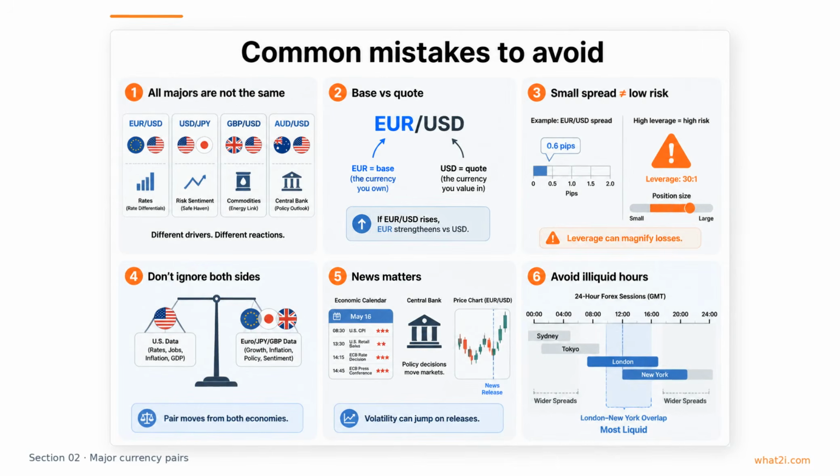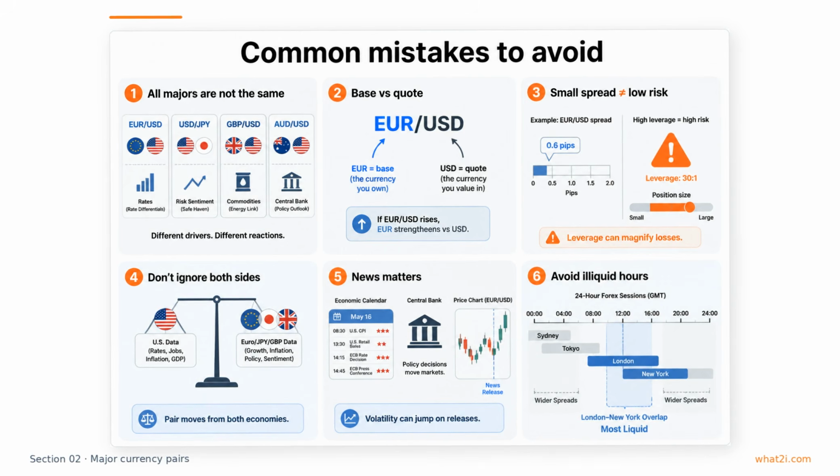A lot of beginner mistakes come from assuming all major pairs behave the same way. They do not, because each pair has its own drivers, session patterns, and sensitivity to news. Another common error is mixing up base and quote currency, which leads to buying when you meant to sell or misunderstanding what a price move means. Some traders also over-leverage simply because the spread looks small. Others ignore the news calendar or trade at thin times of day when conditions are less favorable. Good habits with majors start by respecting both the structure of the pair and the context around it.